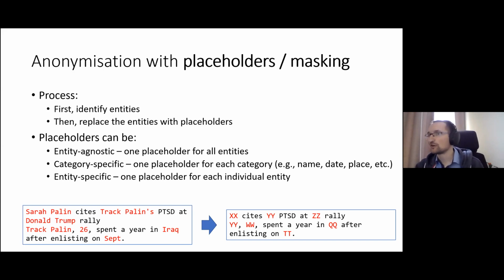And then we could also have entity-specific placeholders. So for each entity, we could use a unique placeholder that says, here was this entity, and then further down, we see that there was another entity which is the same as before. So in this example that you see here, I added entity-specific placeholders. So each entity receives its own individual placeholder.